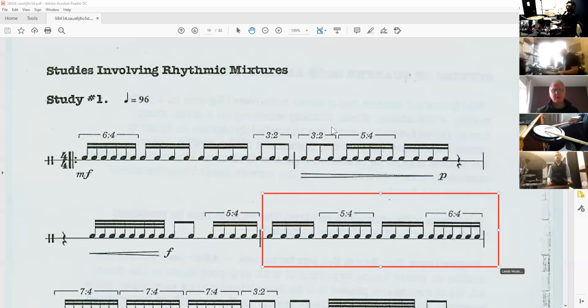3, 4. 1 E and the 2 E and the 3 E and the 4 and the 4 and the 1. 2, 3, 4. 1 E and the 2 E and the 3 E and the 4 and the 4 and the 1.